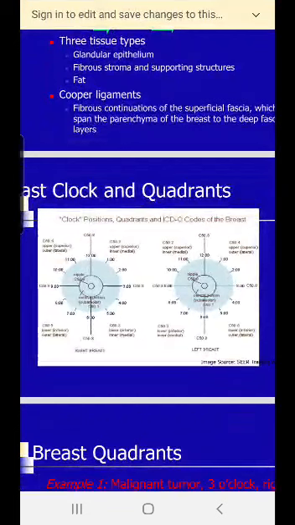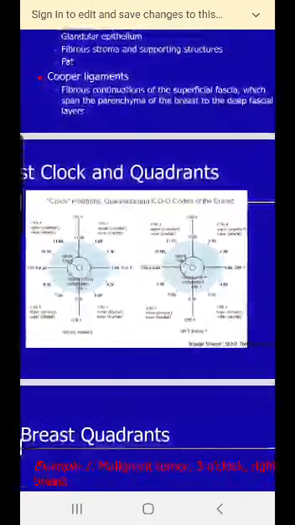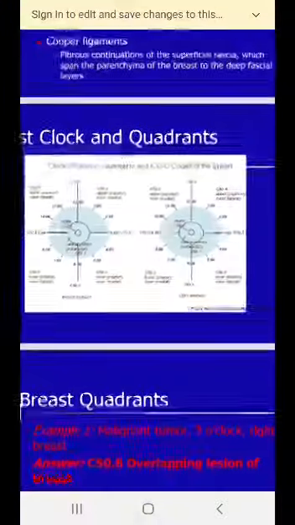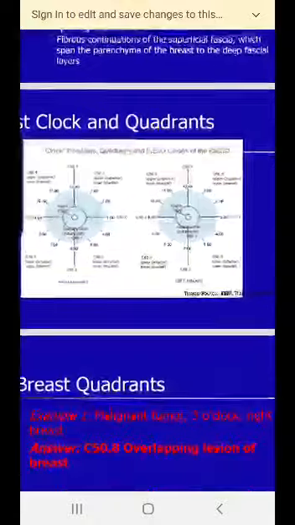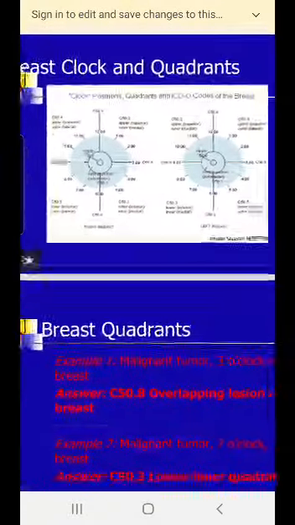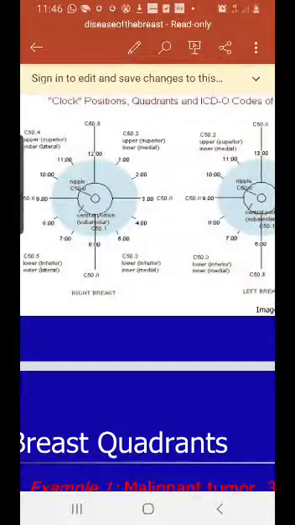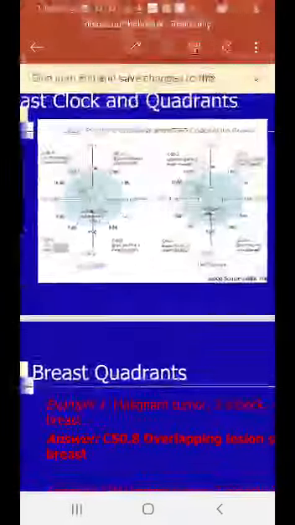Now these ducts and the lobules are lined by glandular epithelium, and they are supported by a fibrous stroma or a supporting structure, which is known as fat. And the Cooper ligaments is the one which supports the breast tissue and which connects the breast tissue to deep fascial layers. Now this is the one which I have discussed with you always: upper quadrant, lower quadrant, and then we have the medial and the lateral quadrants, and then we have the tissue below the areola.